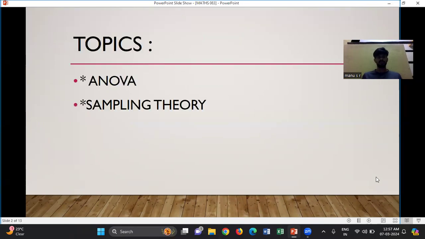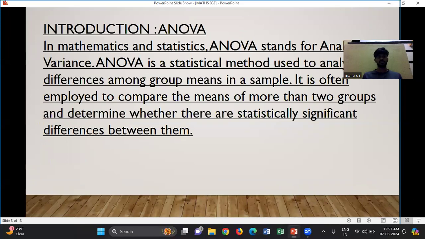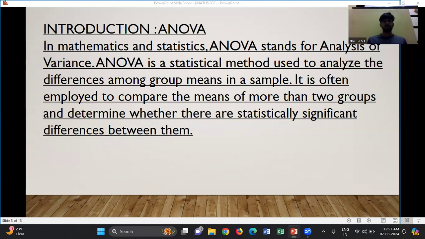Topics on ANOVA and sampling theory. Introduction to ANOVA. In mathematics, a statistics. ANOVA stands for analysis of variance. ANOVA is a statistical method used to analyze the difference among group means in a sample. It is often employed to compare the means of more than two groups and determine whether there is a statistically significant difference between them.